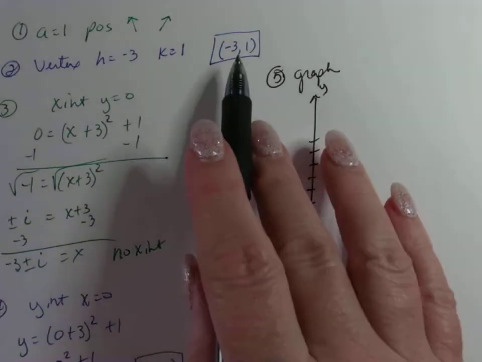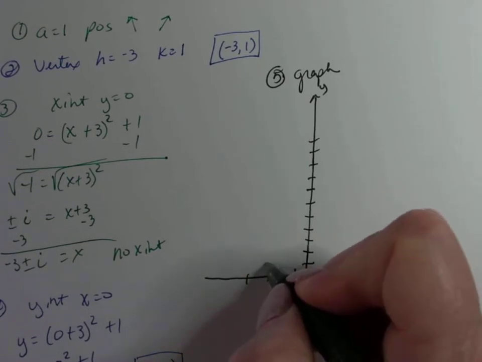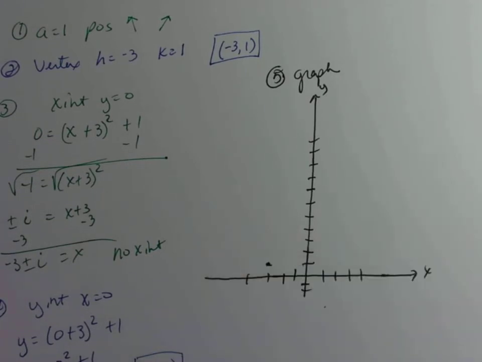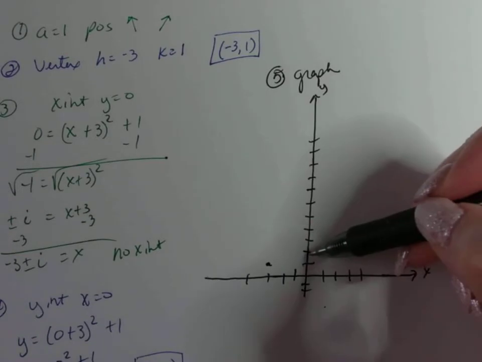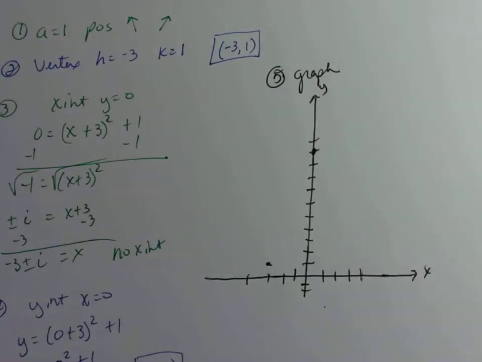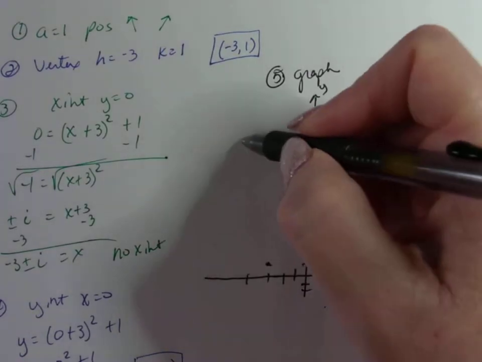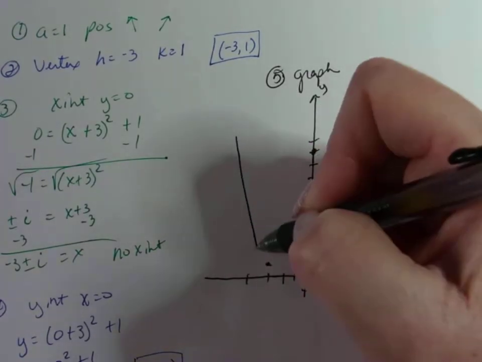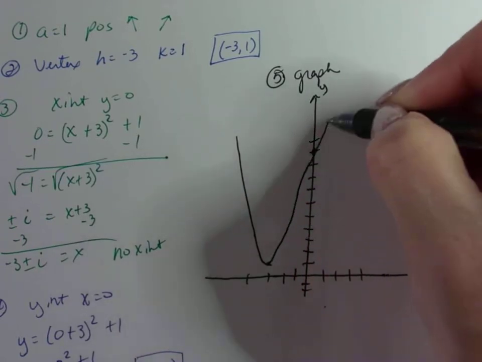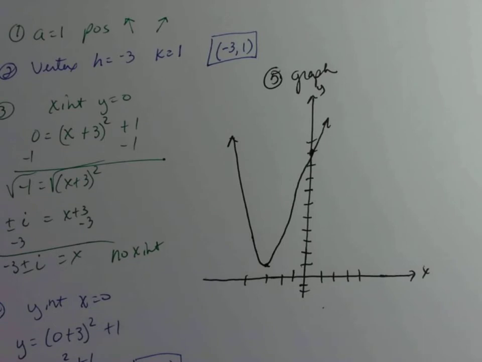All right, so our vertex is at (negative 3, 1). And then our y-intercept is at (0, 10), which will be right there. And we know that it's a symmetric graph because it is a parabola. So we know that it's going to kind of come in from here, come down, and go back up. Just make it somewhat symmetric. I'm a little squiggly over here, but it'll be fine. It's just a sketch. It does not have to be perfect.